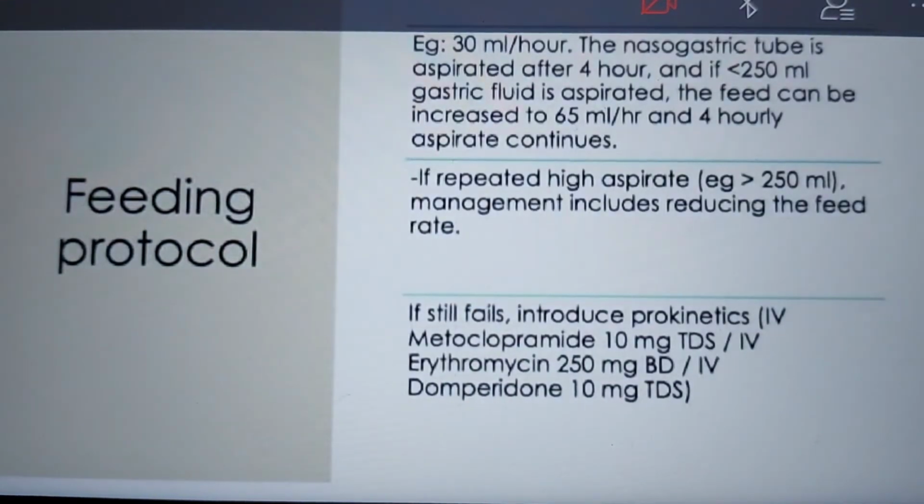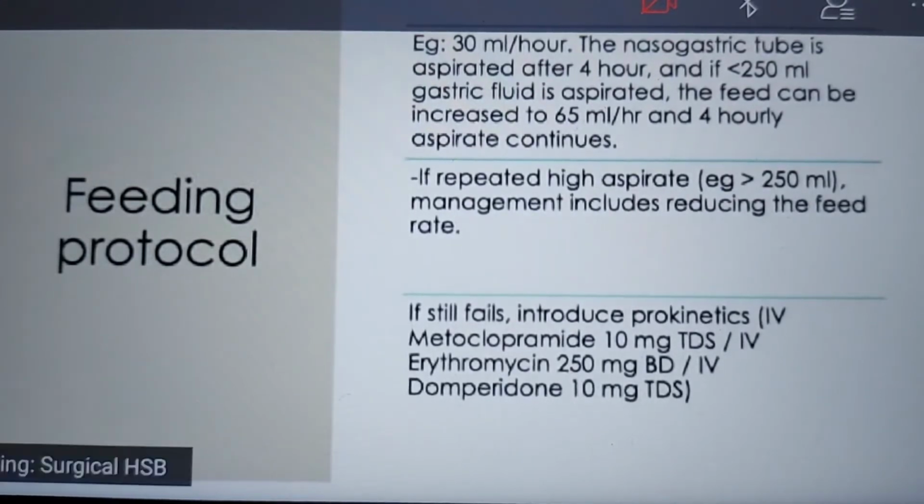In terms of the feeding protocol, usually we start off with 30 ml per hour, and the nasogastric tube is aspirated after 4 hours. If less than 250 ml of gastric fluid is aspirated, the feed can be increased to 65 ml per hour, and 4-hourly aspirate will continue. If there is repeated high aspirate, meaning more than 250, management will include reducing the feed rate, and if this still fails, we will introduce prokinetics to increase the gastrointestinal motility. The most commonly used is IV metoclopramide.